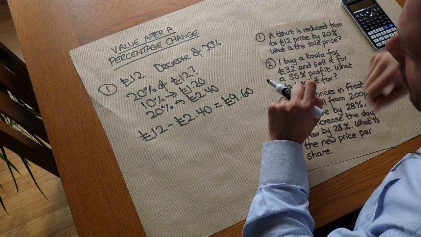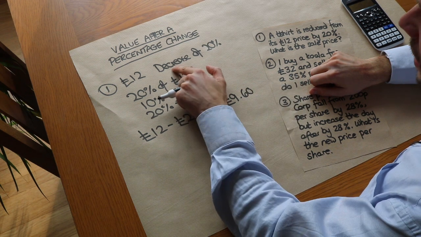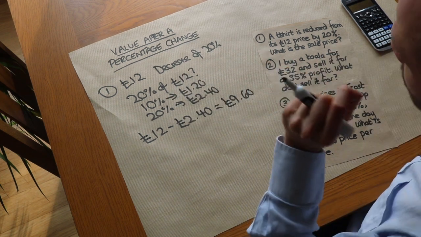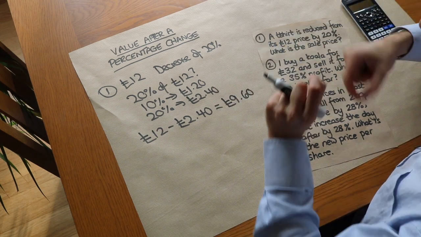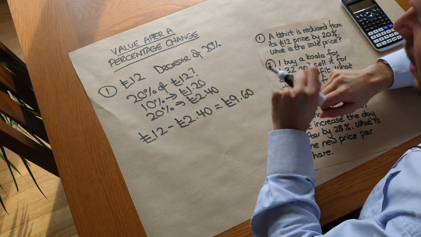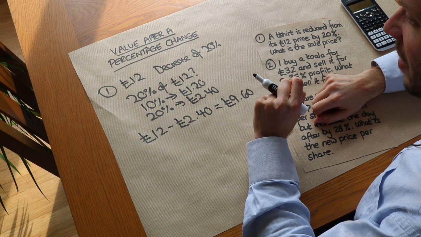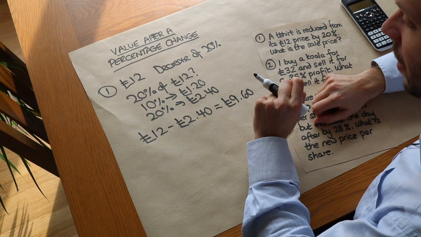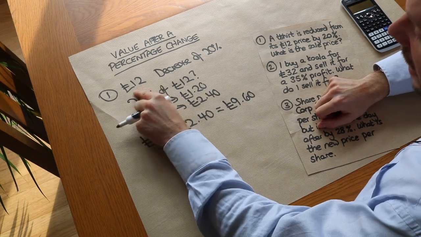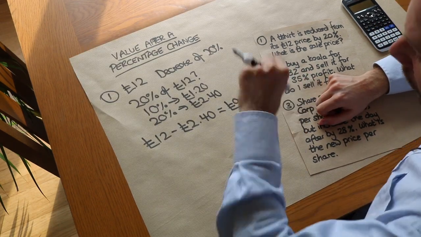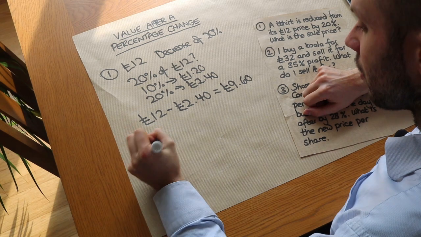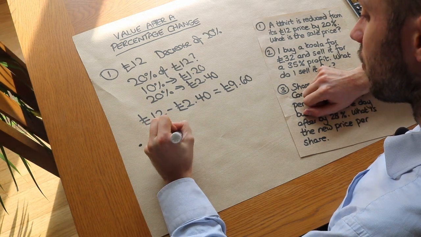However, there's a different way you can do this using decimal multipliers to get the value directly. Now, we saw in a previous video that if we want to represent a decrease of 20%, we think, well, it starts at 100% of its value, and then if it's decreasing by 20%, it's dropping to 80% of its value. So effectively, we're just trying to find 80% of £12 to get the price after the discount.